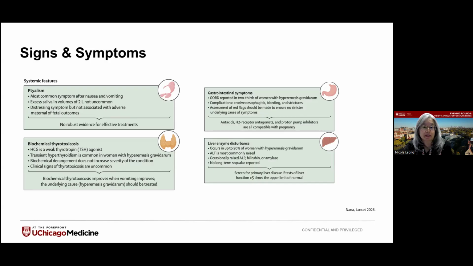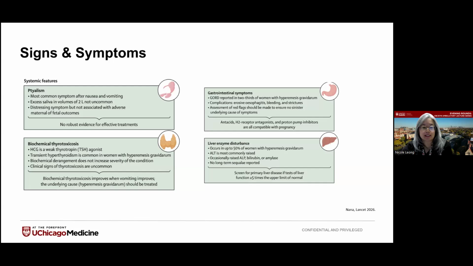It's more biochemical. And as nausea and vomiting improves, and as you move out of the first trimester, oftentimes this resolves on its own. If people are having symptoms of hyperthyroidism, then this is something that needs to be evaluated further.